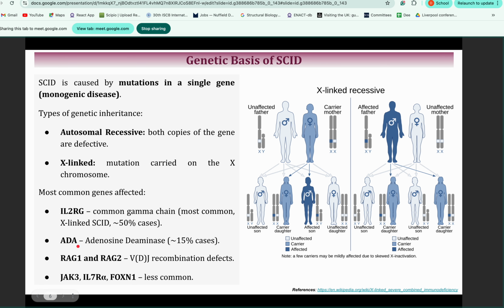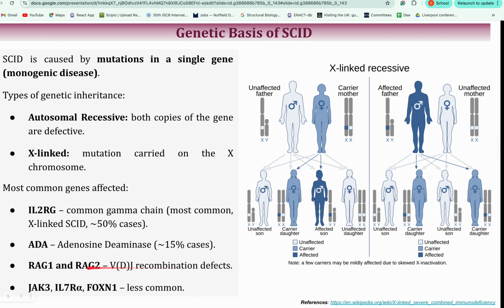Then comes ADA, which is adenosine deaminase, and about 15% of SCID cases belong to this gene defect. Then RAG1 and RAG2, which are responsible for VDJ recombination. Defects in this VDJ recombination generally give rise to SCID, and this inheritance pattern will be autosomal recessive. Similarly, JAK3, IL7R alpha, and FOXN1. These gene defects can also give rise to SCID, but the defects are less common.